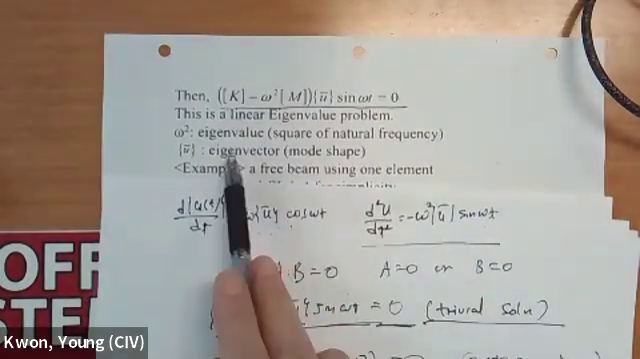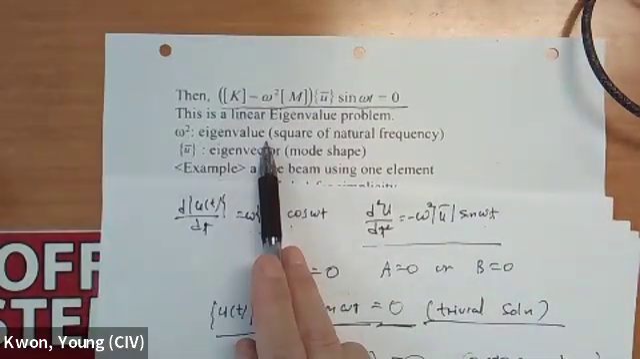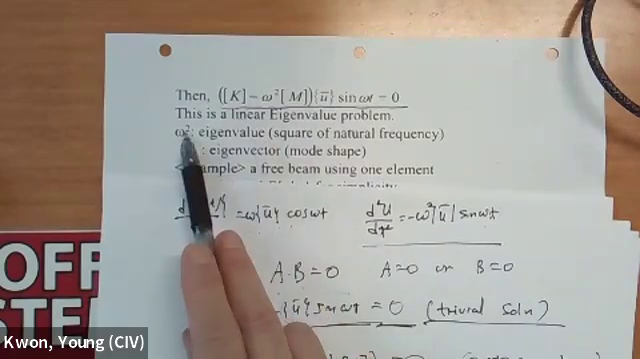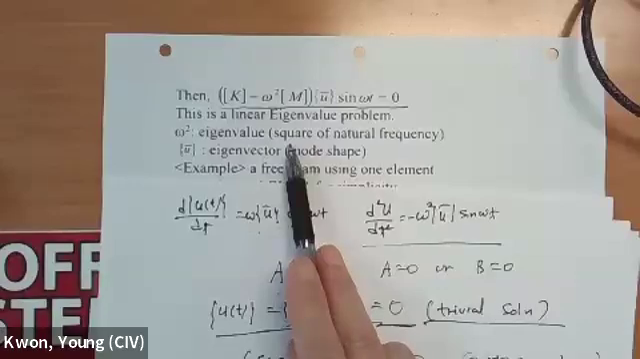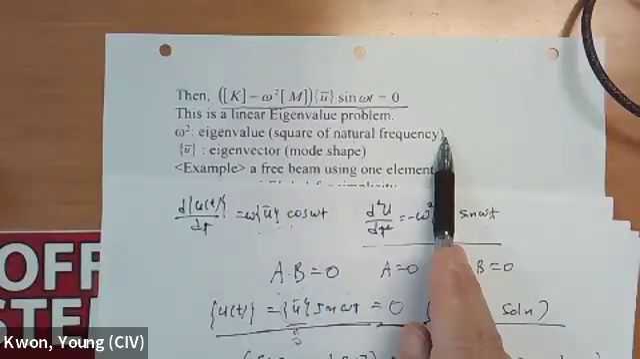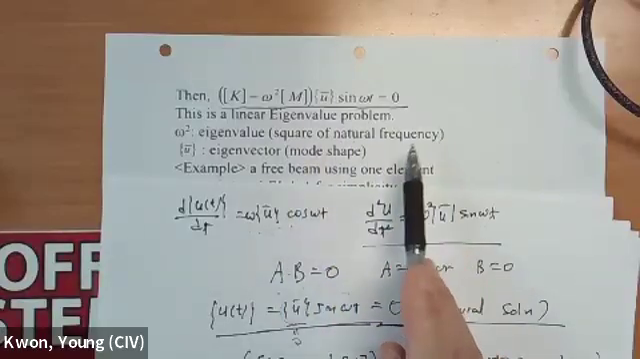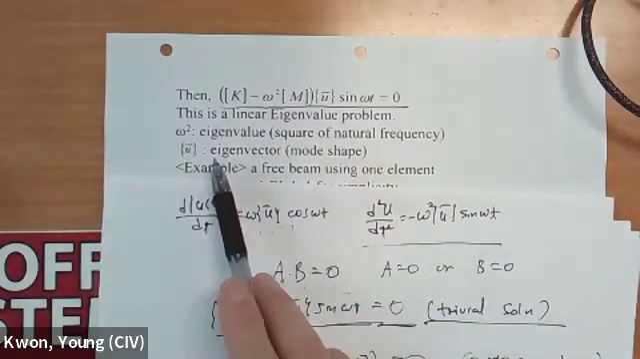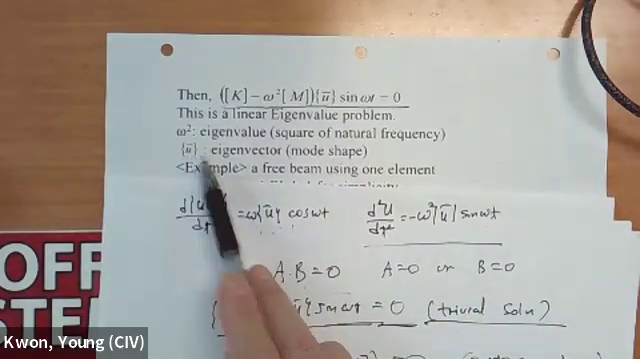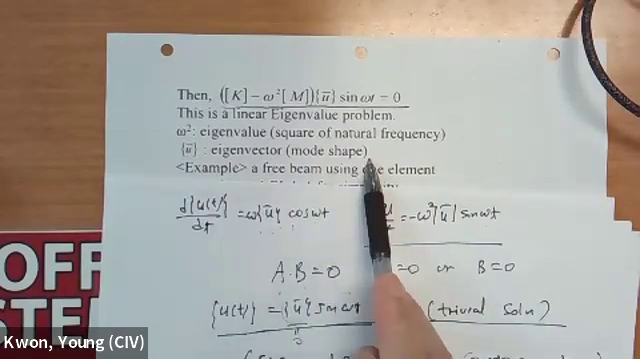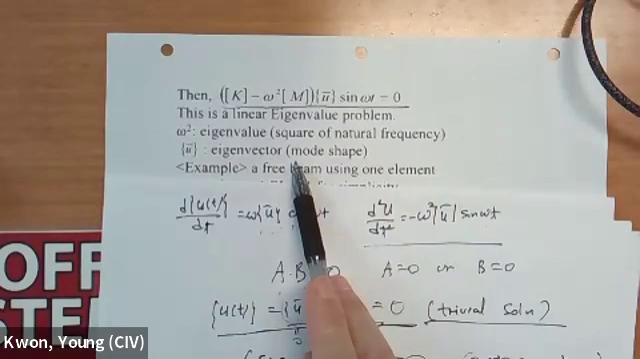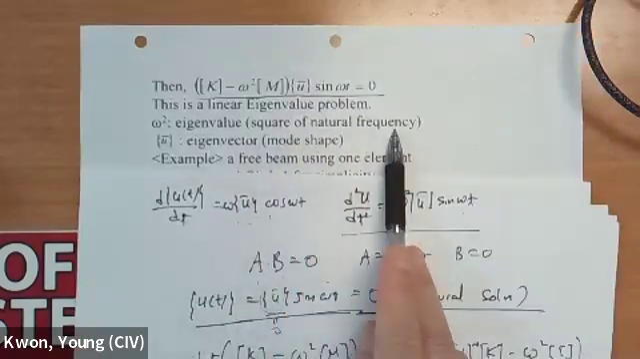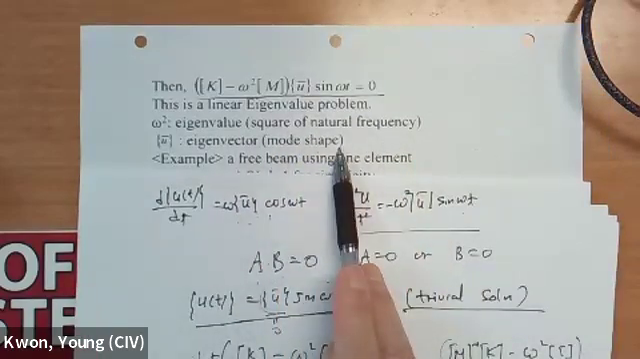So the eigenvalue in a vibration class, in this case, omega square, is going to be the square of the natural frequency. Omega is going to be the natural frequency, and of course, the angular frequency. And then the eigenvector is going to be the mode shape. Okay. So in vibration, you determine natural frequency and mode shape.